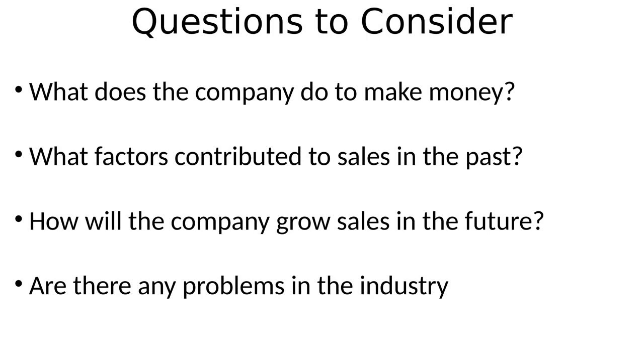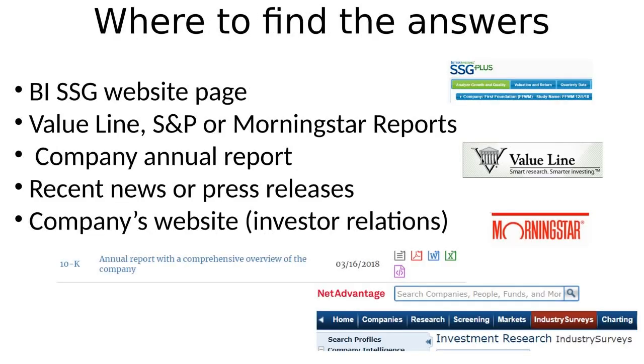What factors contributed to sales in the past? You can find that in the annual report. How will the company grow sales in the future? The quarterly and annual report under the management discussion, that will tell you that also. Are there any problems in the industry? You can Google the particular industry. Let's say it's banking. You can Google First Foundation or problems in the banking industry and see what pops up. If it's on the internet, it must be true, right?